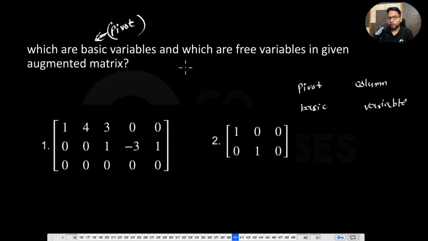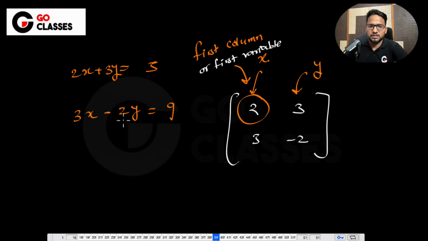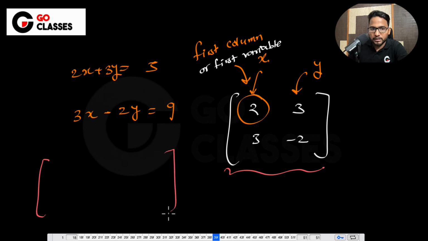Now they are asking what the basic variables and the free variables are in the augmented matrix. Just see one thing: they are asking about the augmented matrix. See, I gave you the example. In this example, this is called the coefficient matrix, where you just have the coefficients. But if you also have the RHS, then we call it the augmented matrix. So for example, here the augmented matrix will look like this. This will be the coefficient matrix along with the RHS.